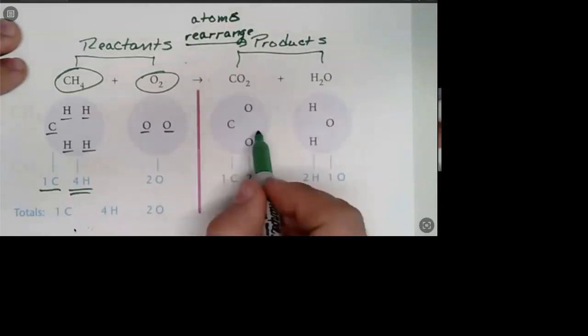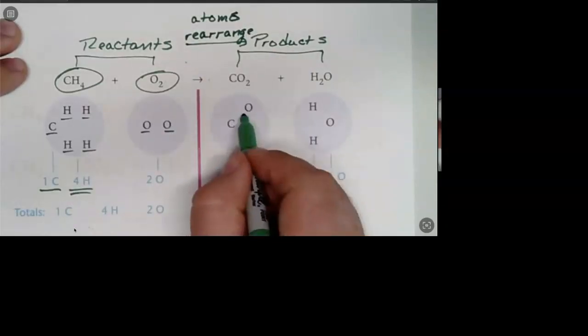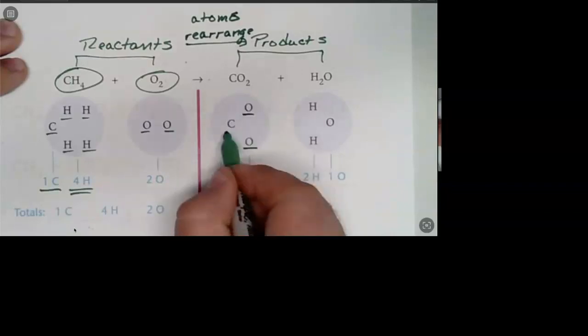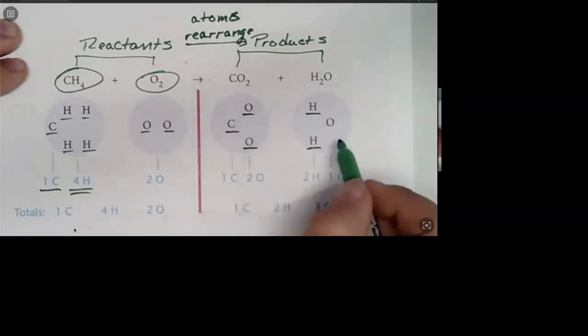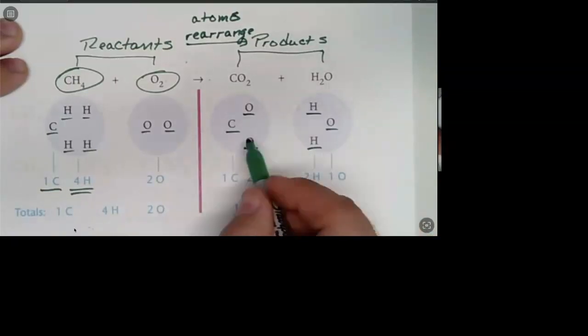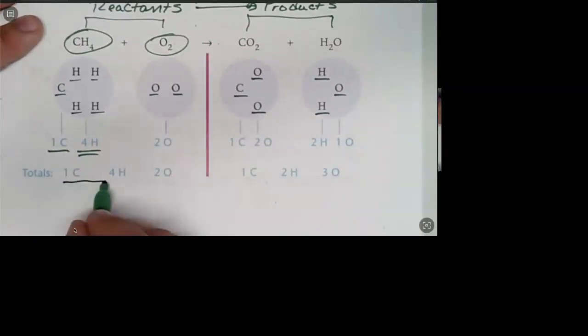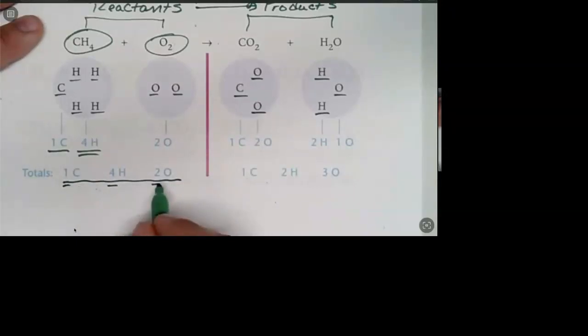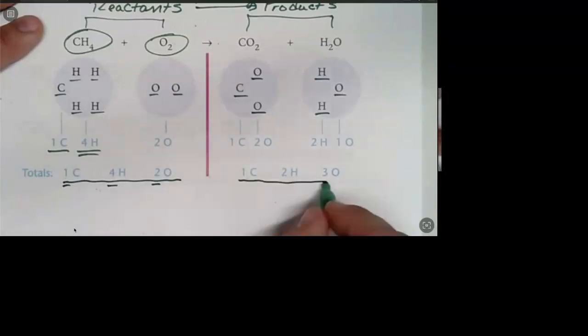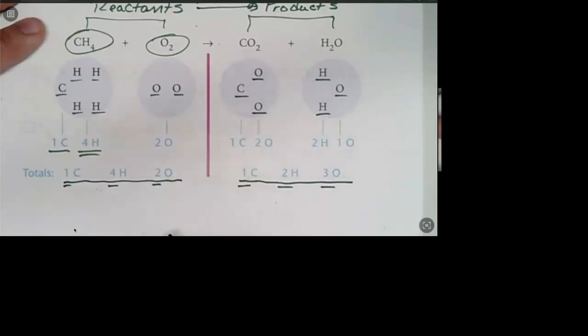But over here, I'm showing that I still have 2 oxygens, 1 carbon. But when I count the atoms, we notice that on the reactant side, I have 1 carbon, 4 hydrogens, 2 oxygens. On the product side, I have 1 carbon, 2 hydrogens, 3 oxygens. So here's the trick. There is something called the law of conservation of matter.